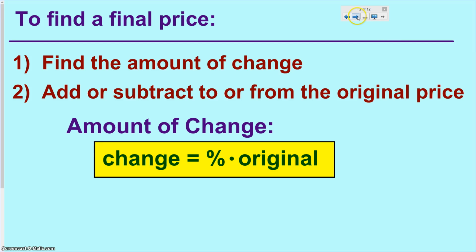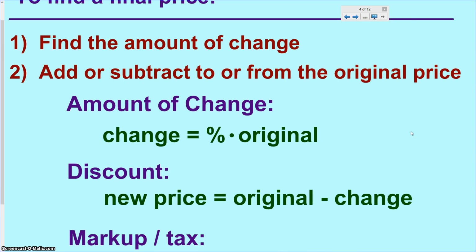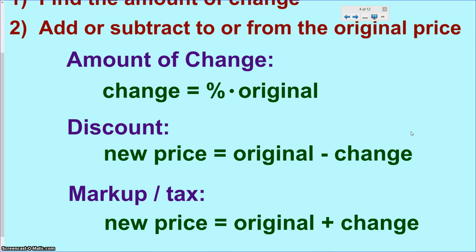Okay, the other two little pieces that we're going to need have to do with whether it's a discount or a markup or a tax. This just means that the new price that you'll be paying will either be less than the original or more than the original. There's really only one that's going to be less, and that's when you have a sale or a discount. Everything else, markup, tax, tips, those are all going to add to the original. So the new price is the original plus the change.